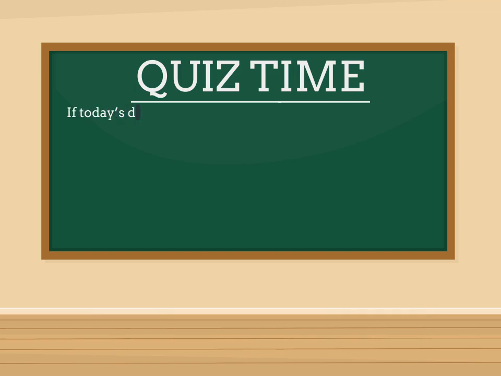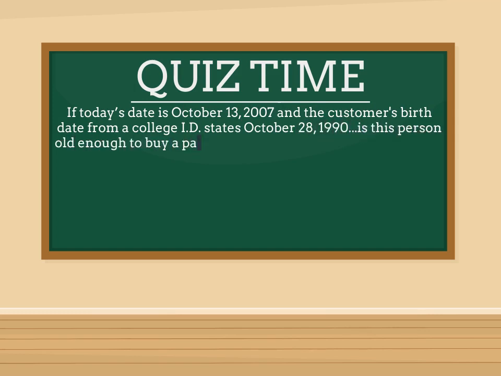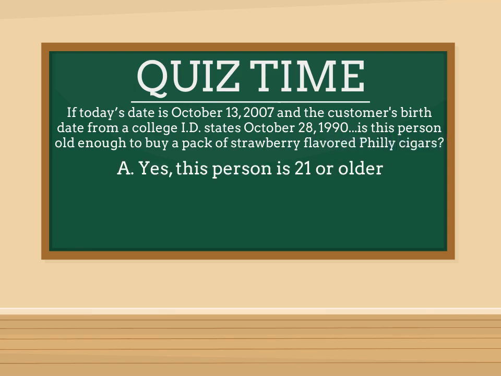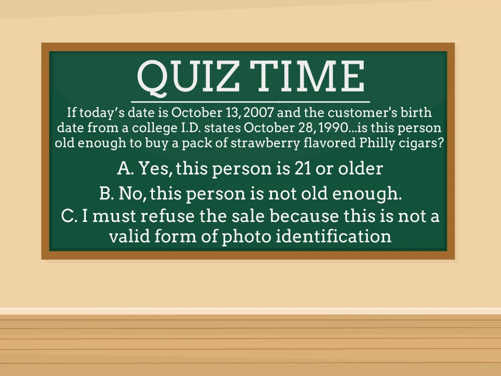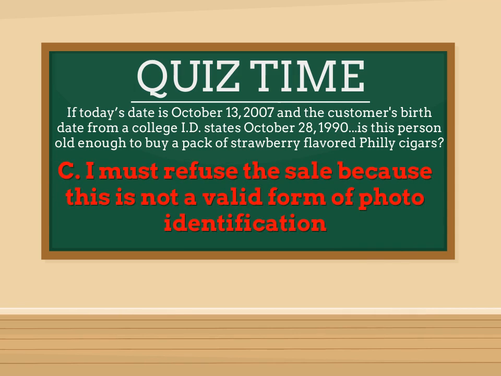Question: if today's date is October 13th, 2007, and the customer's birth date from a college ID states October 28th, 1990, is this person old enough to buy a pack of strawberry-flavored Philly cigars? A, yes, this person is 21 or older. B, no, this person is not old enough. C, I must refuse the sale because this is not a valid form of photo identification. The answer is C, I must refuse the sale because this is not a valid form of photo identification.